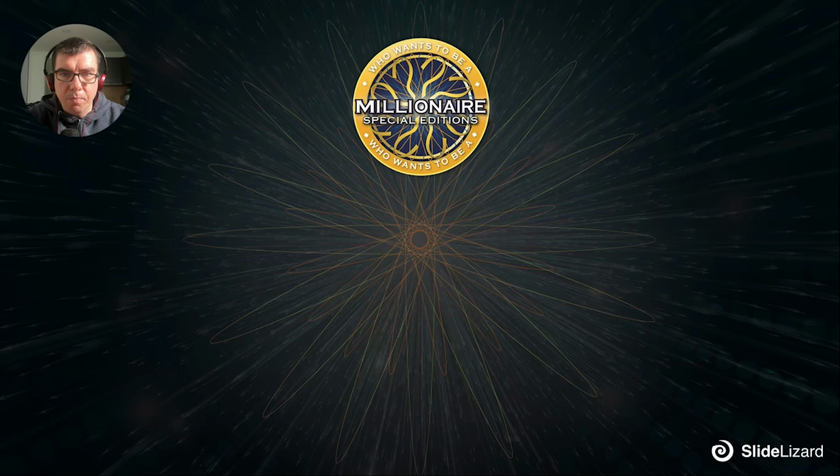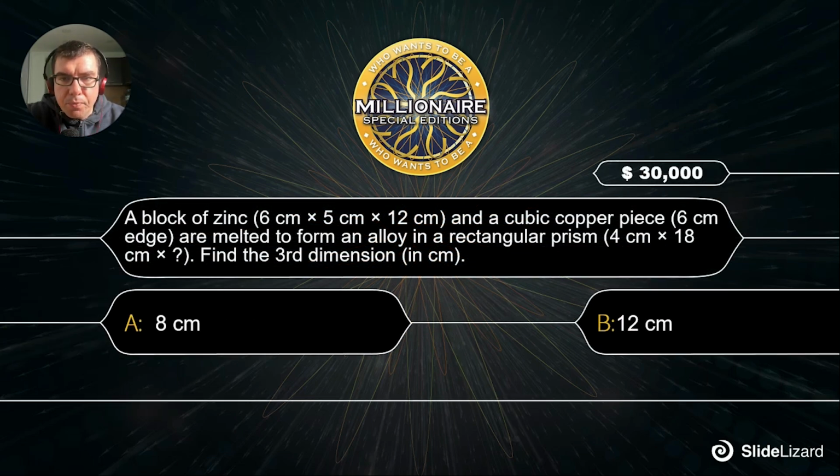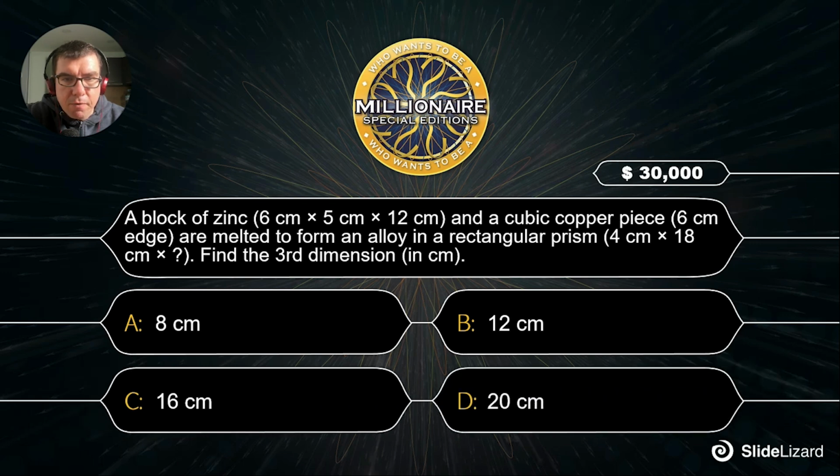Question 9. A block of zinc 6 by 5 by 12 and a cubic copper piece 6 centimeters edge are melted to form an alloy in a rectangular prism 4 by 18 by what? Find the third dimension in centimeters. Wow. Alright. These problems are fun, don't you think? I find them very amusing, actually. Think about it. 5 seconds.